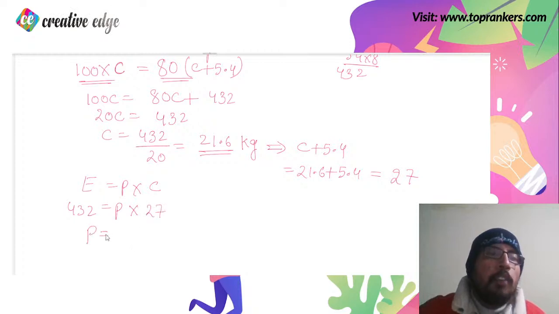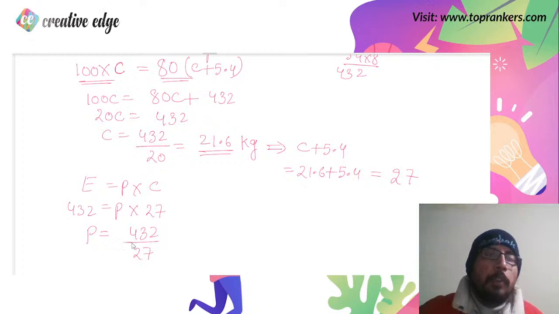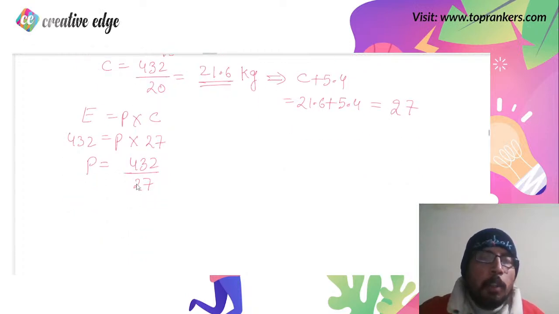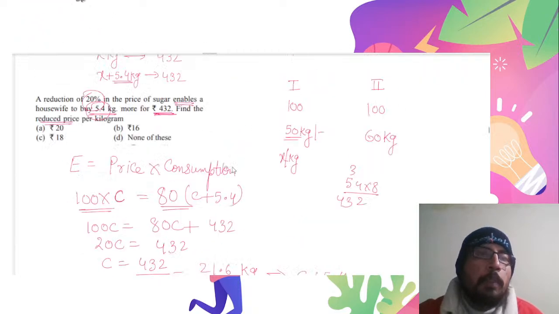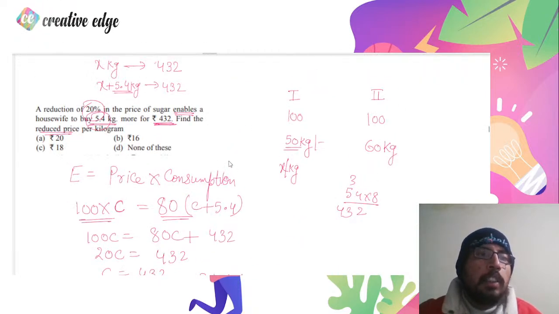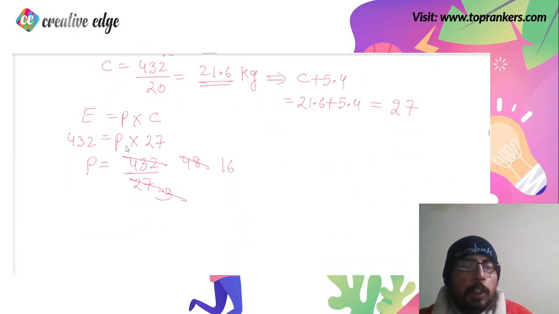So the value of P will be 432 upon 27. So it will be 9 3s are 27, then 9 4s are 36, 9 8s are 72, and this 3 and 48 cancel, giving 16. So the answer is, I believe, 16, given that I have made no calculation mistake.